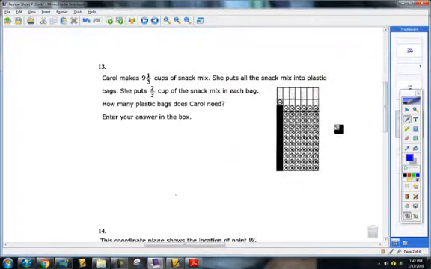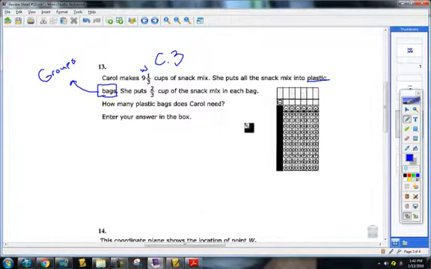Okay. This question. Carol makes 9 1/3 cups of snack mix. She puts all the snack mix into plastic bags. Now, whenever you start seeing something being put into bags, or specifically into groups, you should already have a good idea that it might be a division problem, right? You're taking a whole, and you're dividing it into groups or bags. Okay, so just think about that, and then you know that there's going to be some part that's going to be given to you. In this case, you are given the amount of snack mix in each bag.